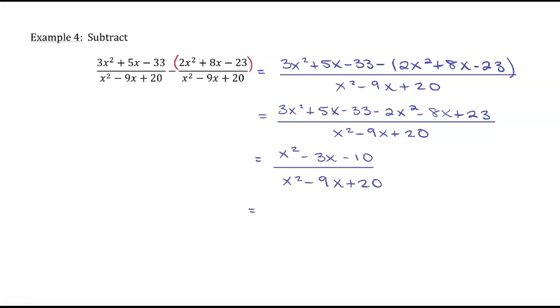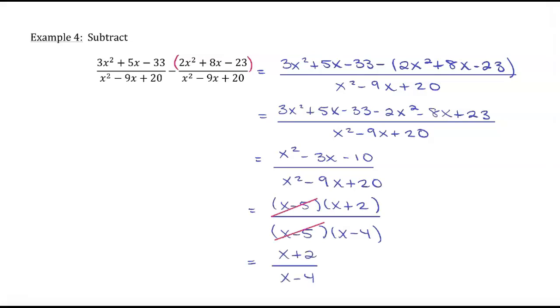X squared minus 3x minus 10 can be factored as x minus 5 times x plus 2. And x squared minus 9x plus 20 can be factored as x minus 5 times x minus 4. Since the numerator and the denominator each have a factor of x minus 5, this expression simplifies to x plus 2 divided by x minus 4. Let's go on to our last example.